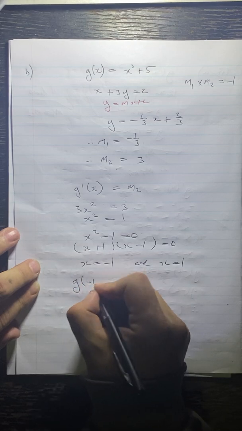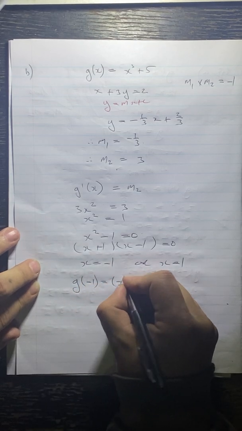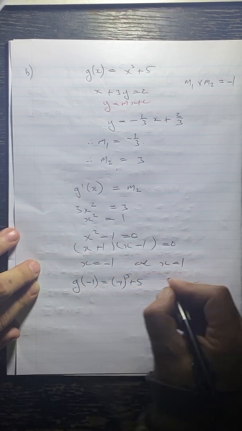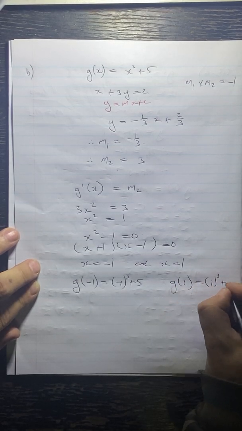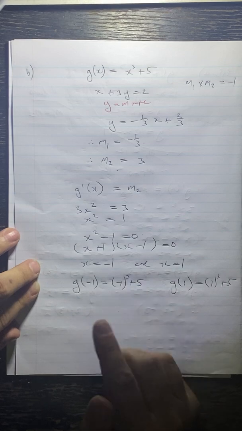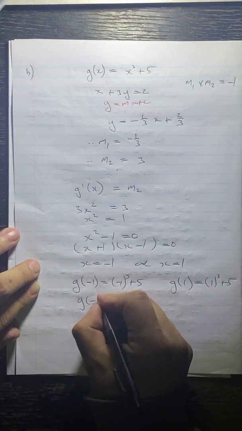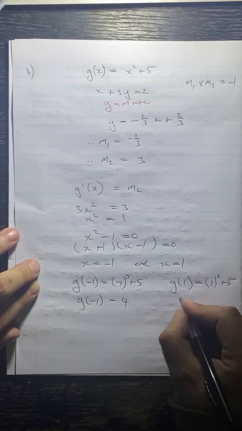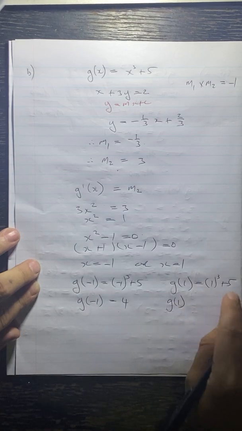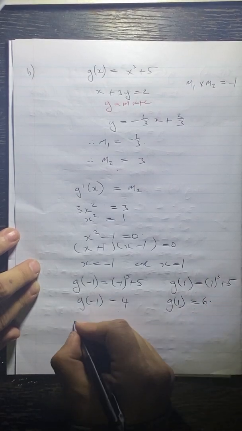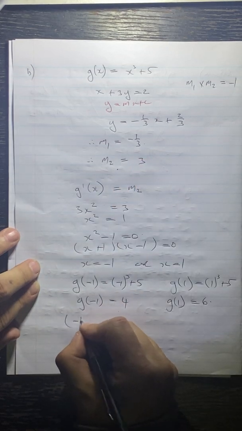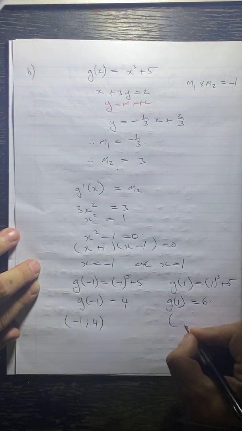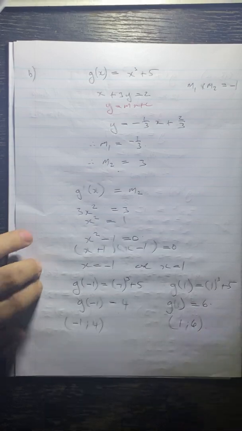So g of minus 1 will be equal to minus 1 cubed plus 5, and g of 1 will be equal to 1 cubed plus 5. That gives us minus 1 plus 5, so g of minus 1 is 4. And then g of 1 gives us 1 plus 5, which is 6. Therefore, the points of contact where it's perpendicular will be minus 1, 4, and the other one will be 1, 6.